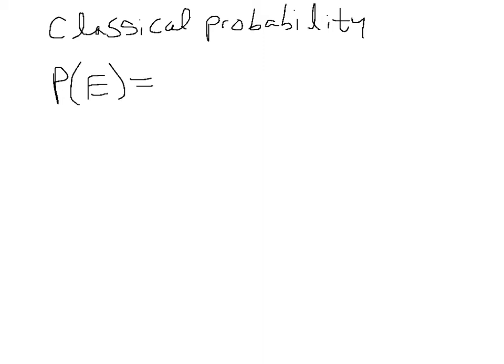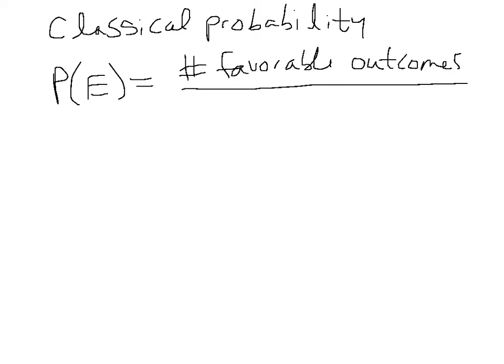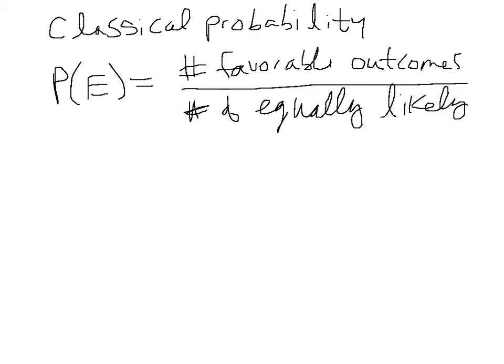A classical probability is defined by dividing the number of favorable outcomes from an experiment by the number of equally likely outcomes. This notation here, P of E, just means the probability that some event E might occur.